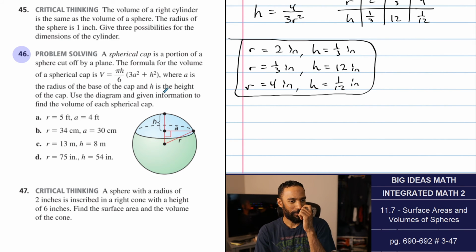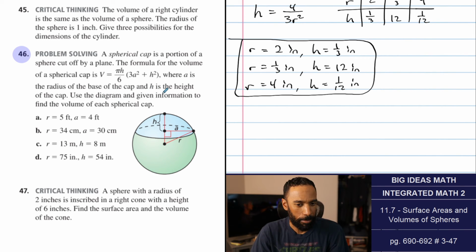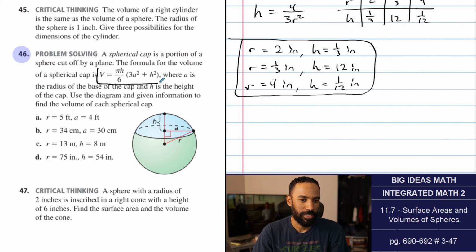Use the diagram and given information to find the volume of each spherical cap. Radius is 5, A is 4. Find the what? Volume? How do I find? Oh, they give you the formula. Duh. I was saying, how do you find the? All right, I got to box that. Otherwise, I'm going to forget that I can use it. Let me actually probably write it down. But that's what I'm highlighting.